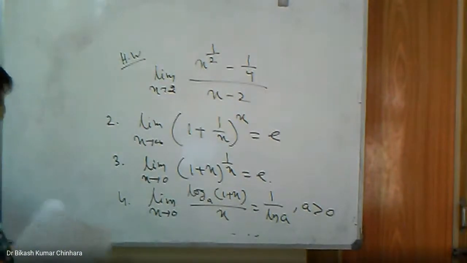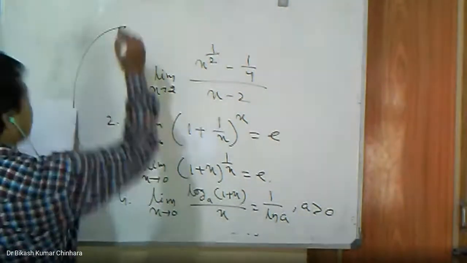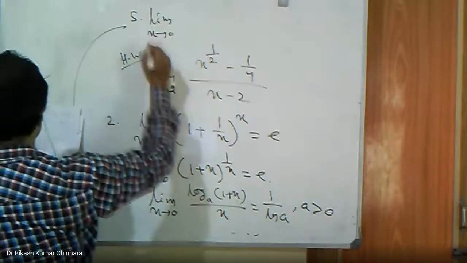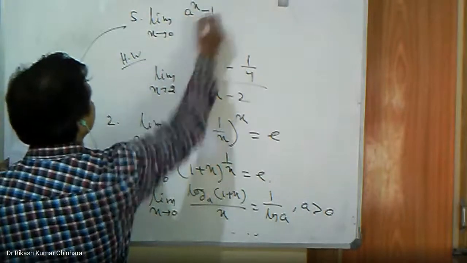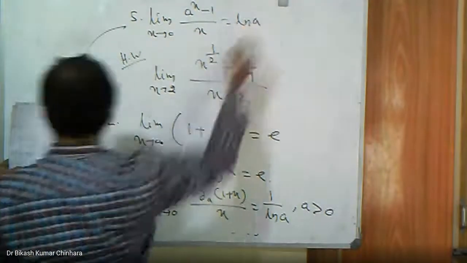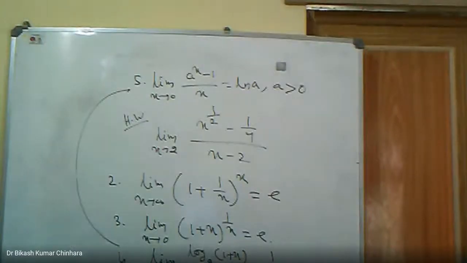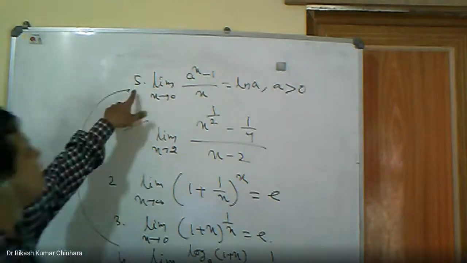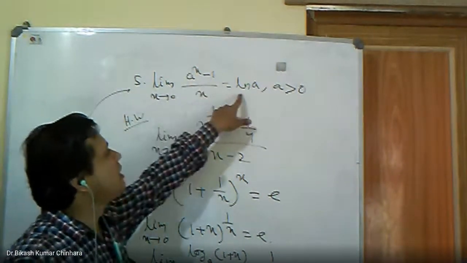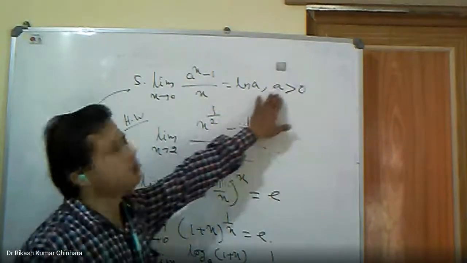As a corollary to this, I can always have this formula: limit x tends to 0, a to the power x minus 1 divided by x is equal to ln a. This one, limit x tends to 0, a to the power x minus 1 by x is equal to ln a, and here a should be a positive number.